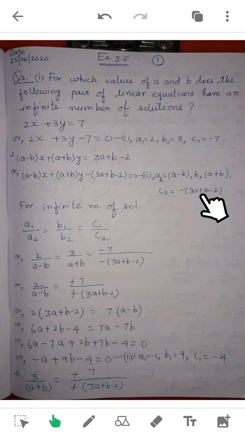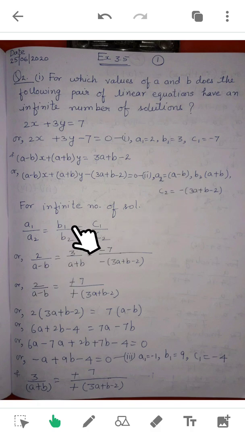Now in the question it is written that we have to find the values of a and b for which the equations have infinite numbers of solutions. We all know that for an infinite number of solutions, the condition we have to follow is a1 by a2 is equal to b1 by b2 is equal to c1 by c2. In place of a1, we put the value of a1. a1 is 2, so here I have written 2. Now in place of a2, the value is a minus b, so I have written a minus b.